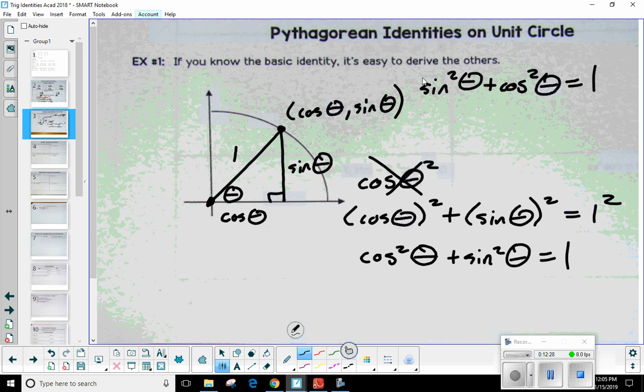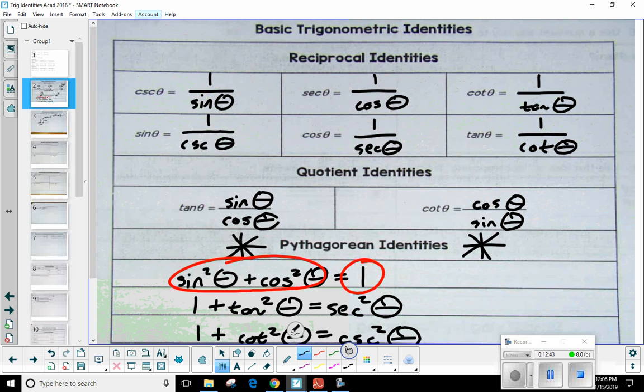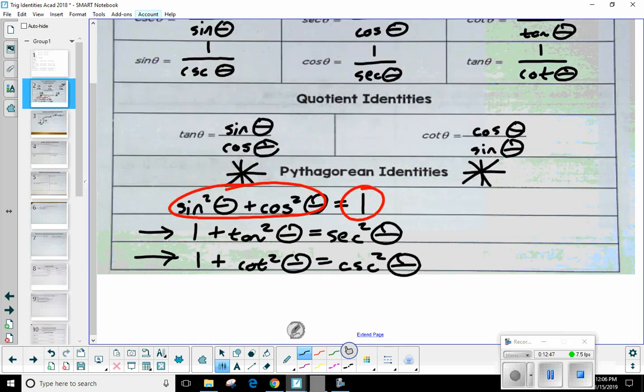Now, if anybody wants me to go a little deeper, I can use the ratios to show you that, but I don't think it's necessary. Now, how can this Pythagorean identity, sine squared of theta plus cosine squared of theta equals 1, give me the other two that we were just looking at? Okay. Well, I'm glad you asked.